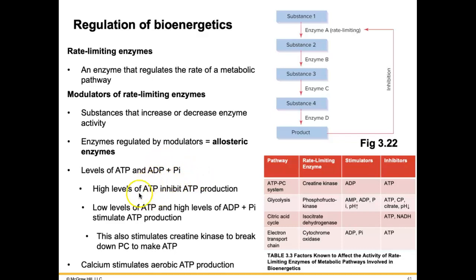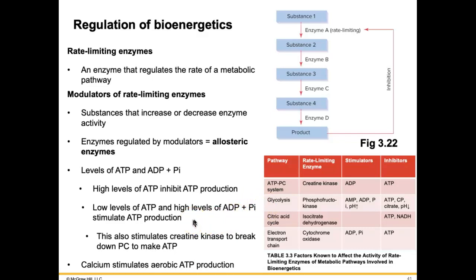Typically, high levels of ATP are going to inhibit pathways that lead to ATP production. And when we have low levels of ATP and we start to see high levels of ADP and inorganic phosphate, we need more ATP, right? So that's going to stimulate the pathways for ATP production.